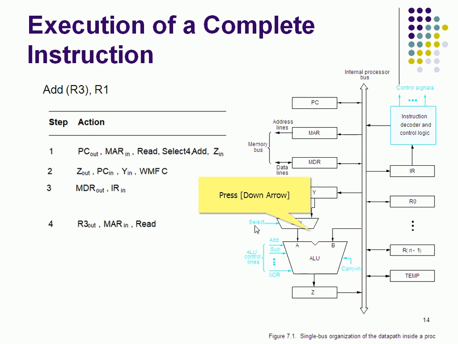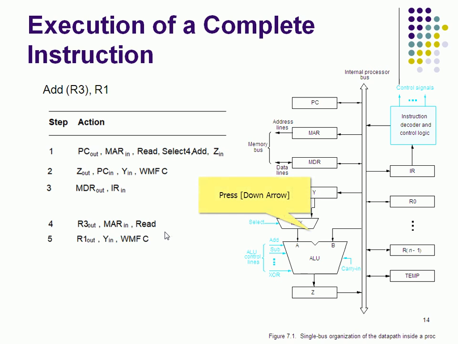Now we have to decode that and understand its semantics. It may be add, subtract, XOR, and so on. So R3 out, MAR in, right? R3 holds some operands, so we need to bring it into the MAR and do a read operation, since that is an indirect address now.